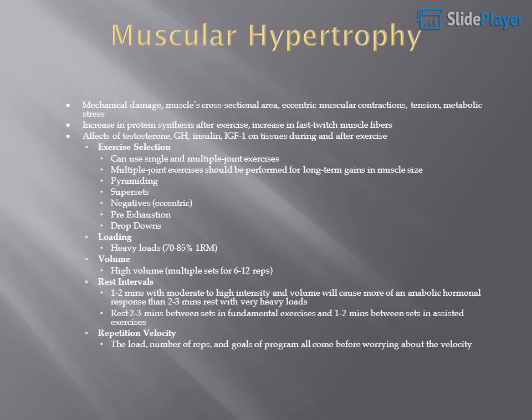Rest intervals. 1 to 2 minutes with moderate to high intensity and volume will cause more of an anabolic hormonal response than 2 to 3 minutes rest with very heavy loads. Rest 2 to 3 minutes between sets in fundamental exercises and 1 to 2 minutes between sets in assisted exercises. Repetition velocity. The load, number of reps, and goals of the program all come before worrying about the velocity.